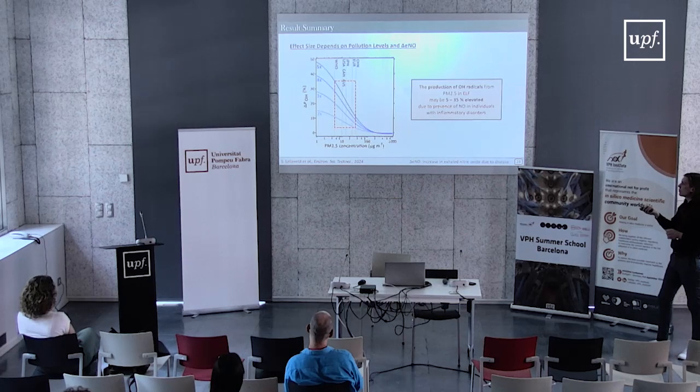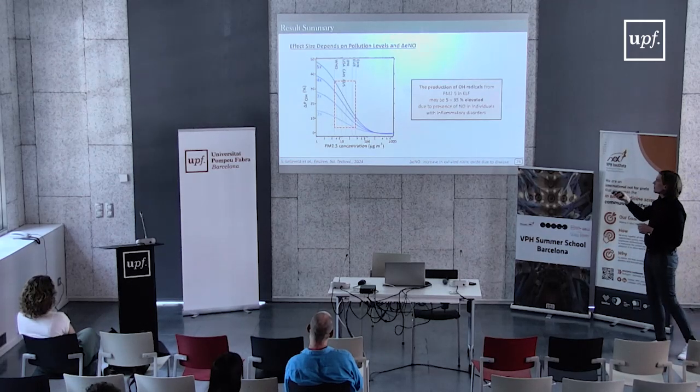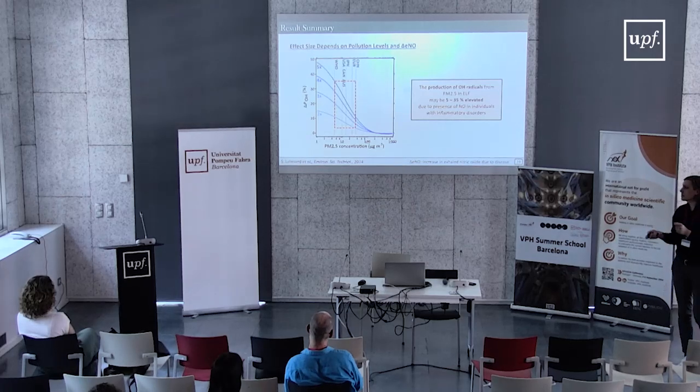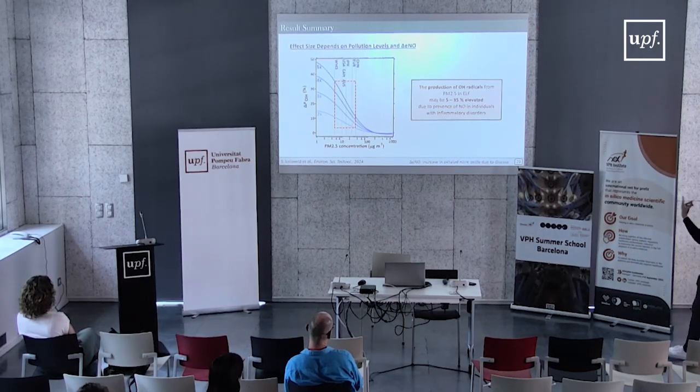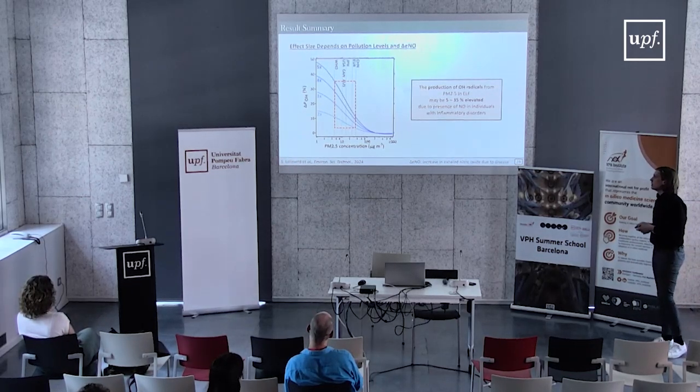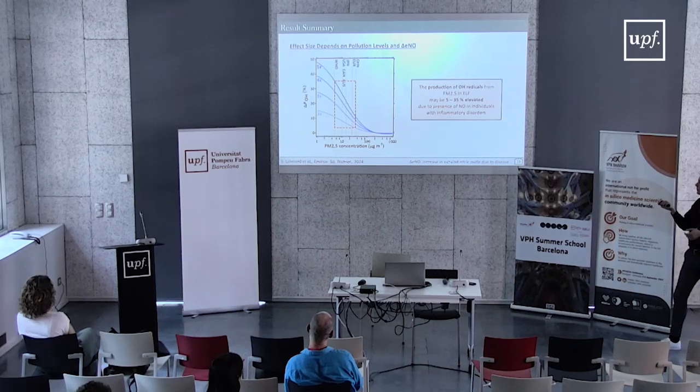All right, so if we, within this space, look at this 2 to 5 times increase of ENO, we can say that the production of OH radicals, which is what triggers oxidative stress in the lung, is increased in these individuals with inflammatory disorders between 5 and 35%. So we have an increased susceptibility of people with inflammatory disorders to air pollution.